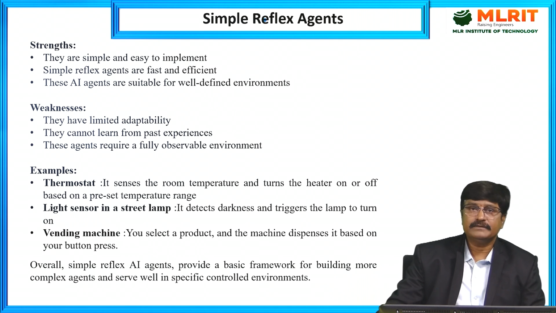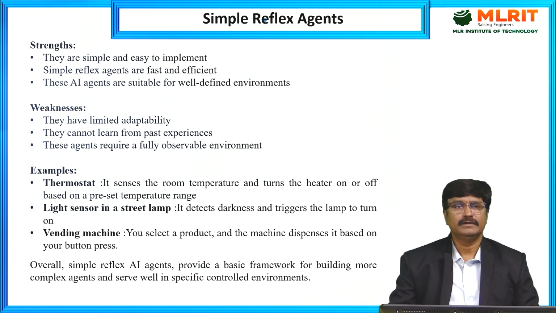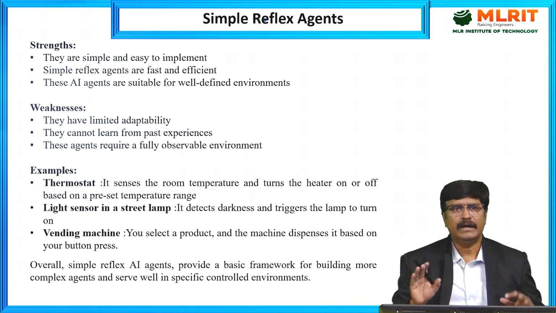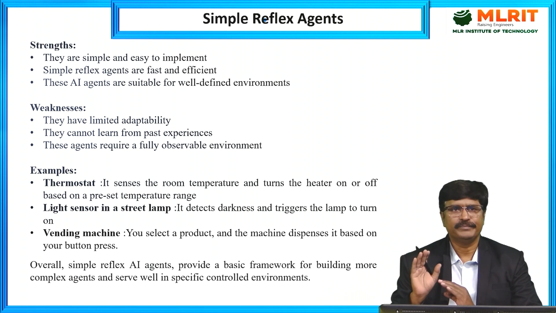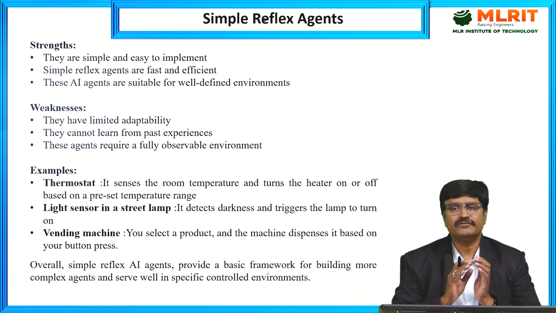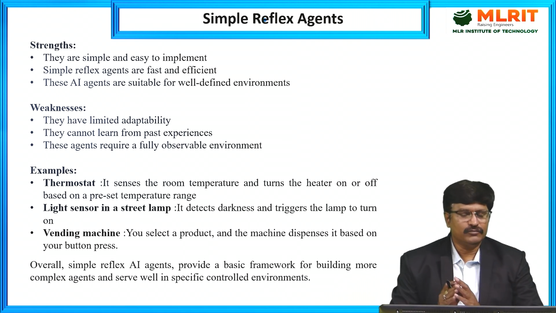And what are the strengths in these cases? The advantages are that they are very simple, that is one thing, and easy to implement. Simple reflex agents are fast and efficient also. And coming to the next, these AI agents are suitable for well-defined environments, meaning they are useful only in fully observable environments. So what are the weaknesses or drawbacks in these cases?